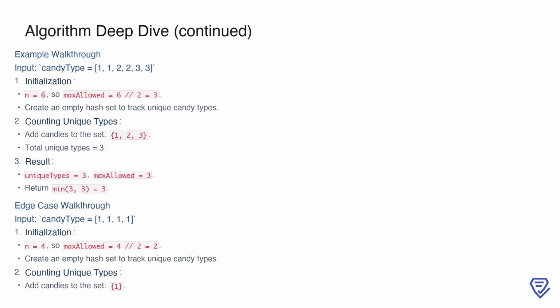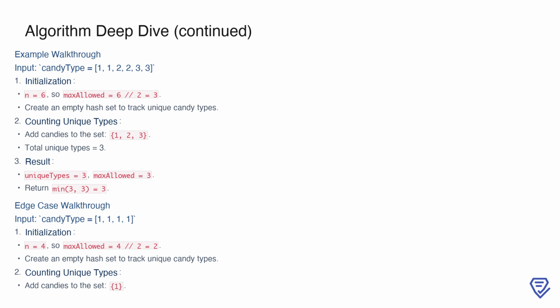Let's walk through an example to solidify our understanding. Suppose the input is candy type equals 1, 1, 2, 2, 3, 3. Here, the total number of candies n is 6, which means max allowed equals 6/2 equals 3. We initialize an empty hash set and begin counting unique candy types by iterating through the array. Adding the candies to the set results in the unique types 1, 2, 3. The size of the set is 3, so unique types equals 3.